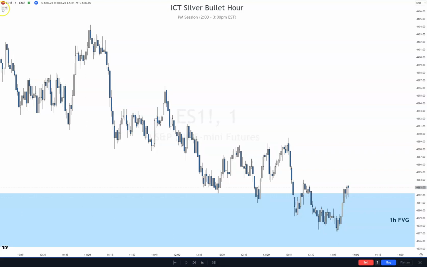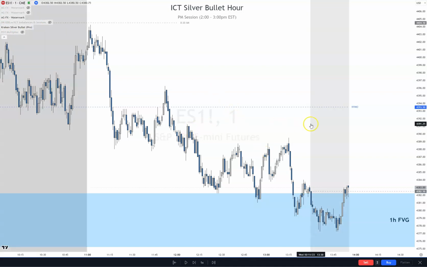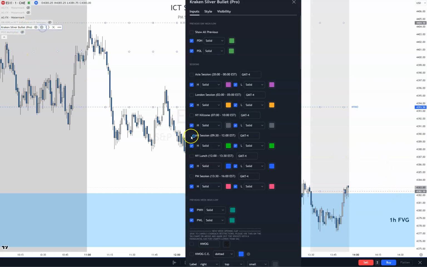Let's turn on the Kraken silver bullet indicator. Okay, so the 830 line is right there. The New York midnight open is right there. And the 130 price is right here. Let's see what else we got here. Let's just see before we got.